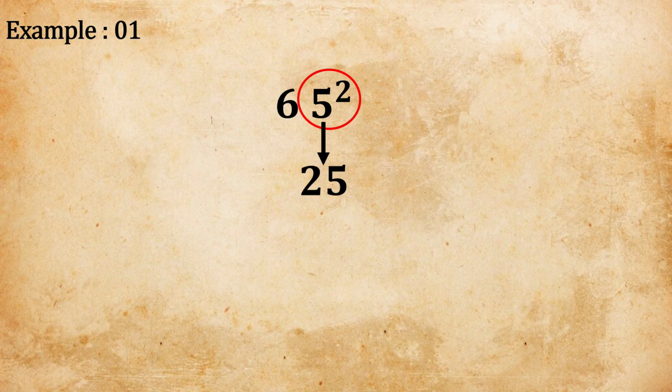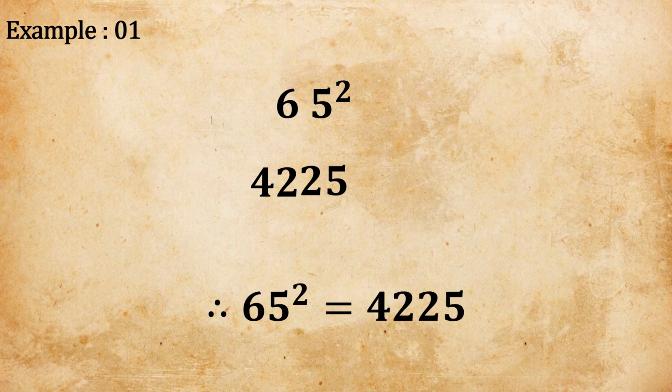Let's start with a simple example. Suppose we want to find the square of 65. First, write the square of 5, which is 25. Now take 6 and the number after 6 is 7. Multiply them. So 6 into 7 equal to 42. So 65 square equal to 4225.